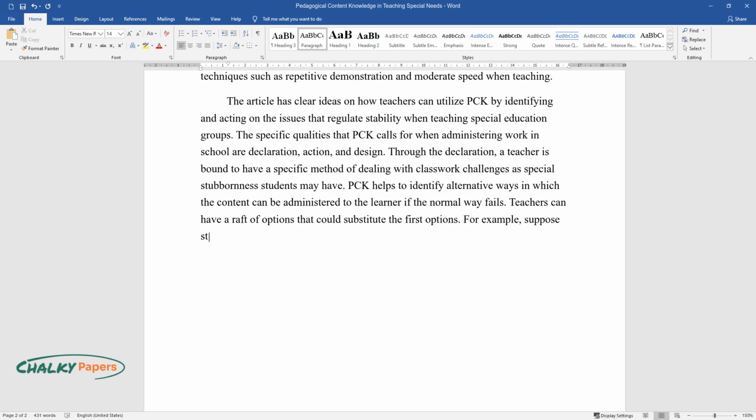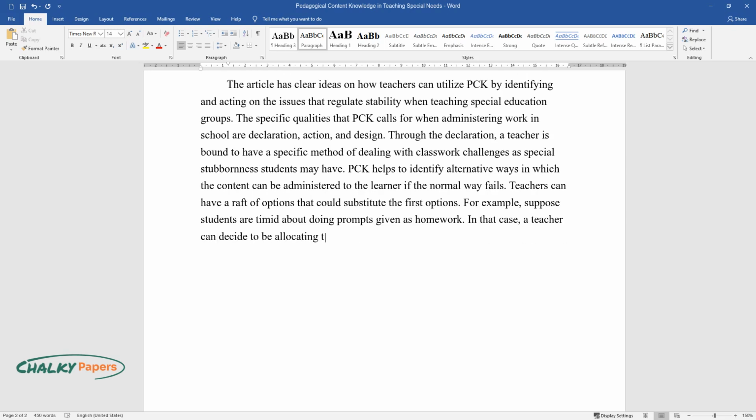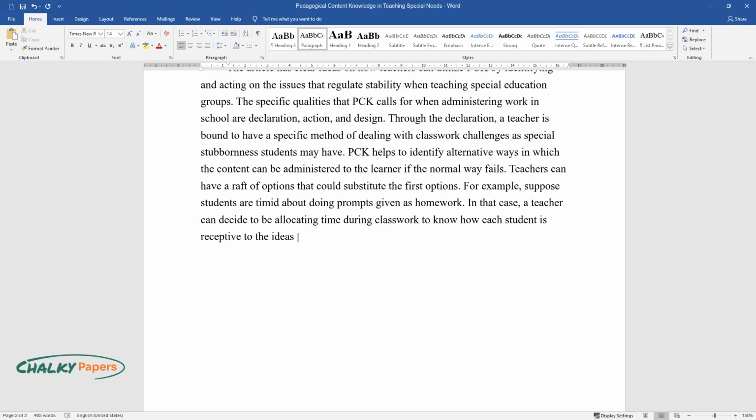For example, suppose students are timid about doing prompts given as homework. In that case, a teacher can decide to be allocating time during classwork to know how each student is receptive to the ideas taught in class.